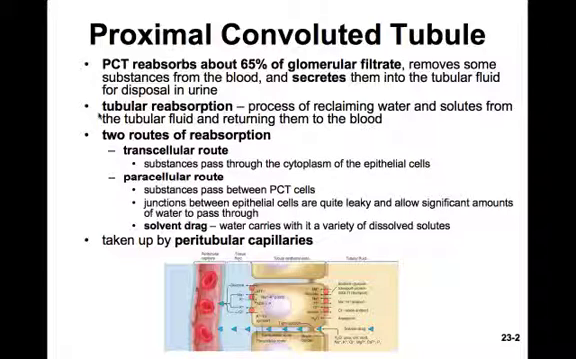There are two methods by which we can have tubular reabsorption. First is the transcellular route, where substances pass through the epithelial cells of the proximal convoluted tubule and then are reabsorbed into the blood. And second is the paracellular route, where substances are transported between the cells. Solvent drag is what happens when water moves between the cells and passes through the tight junctions that exist between those epithelial cells, and it drags along with it dissolved solutes.